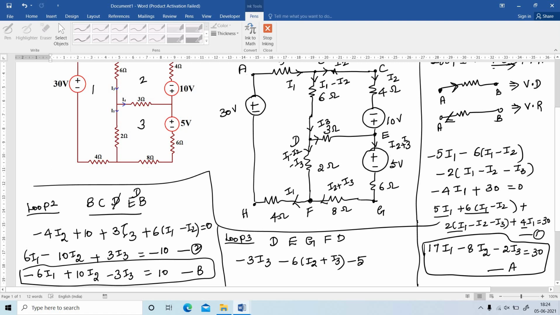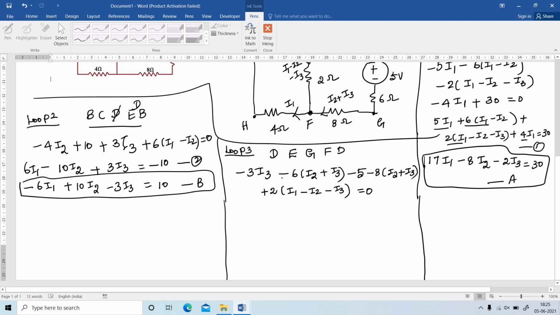Then see the current direction, that is, loop direction and branch direction both are the same. Again voltage drop, that is minus 8 into (I2 plus I3). And next see here F2D. Both the directions are opposite. So here voltage rise, that is plus 2 into (I1 minus I2 minus I3), that is equal to 0.